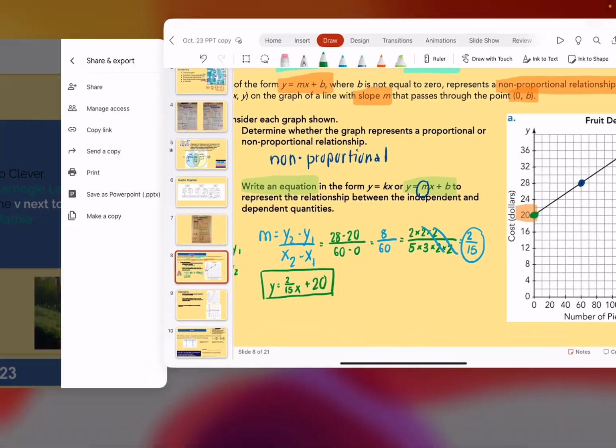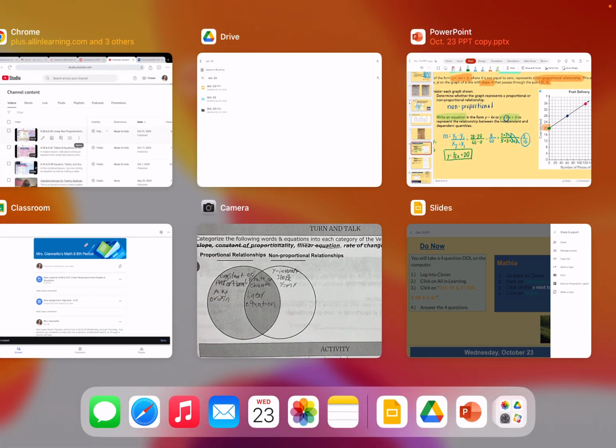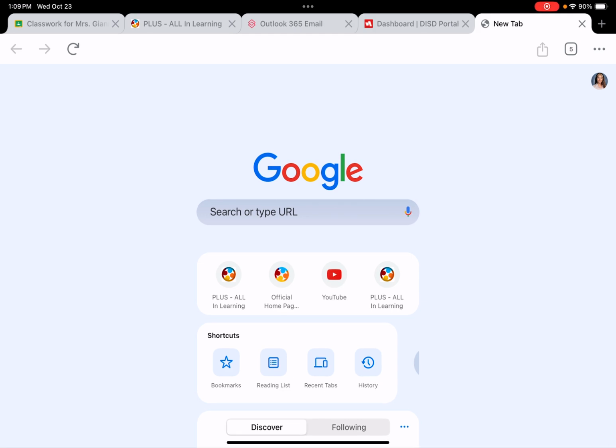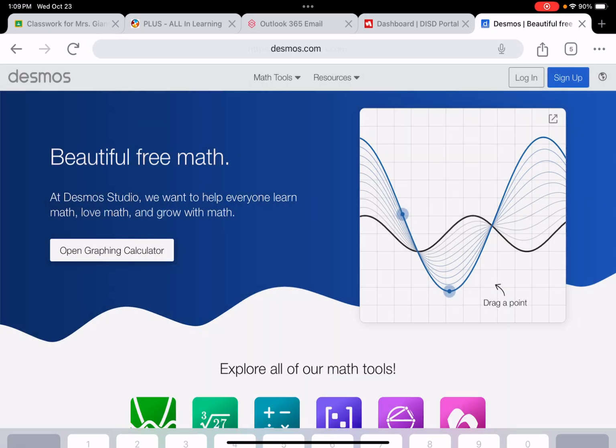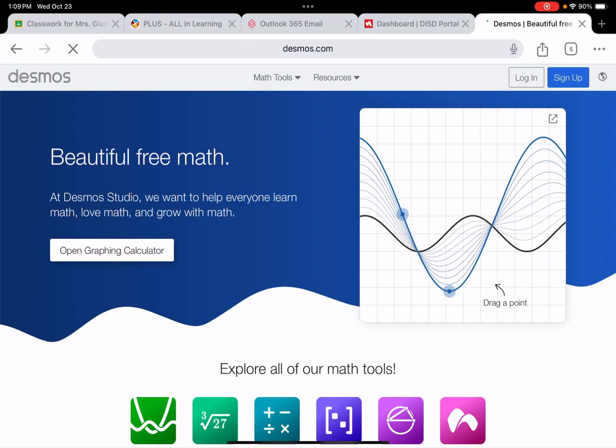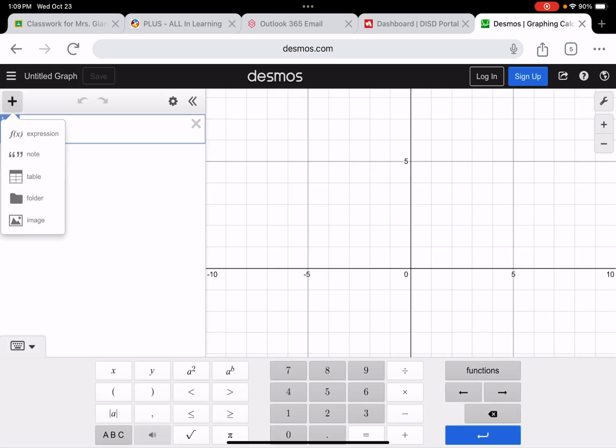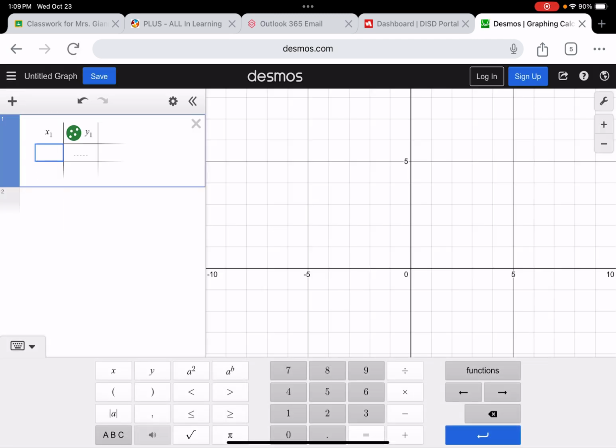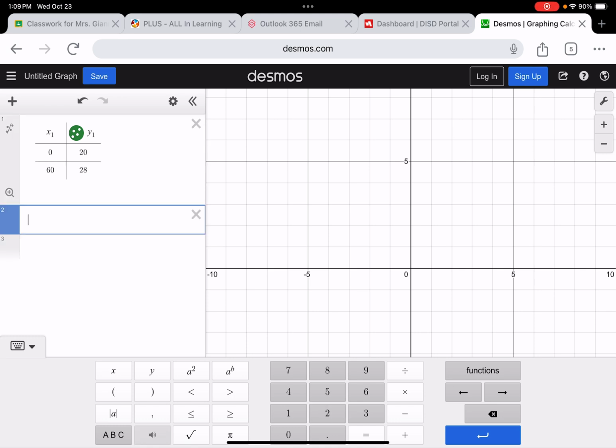Now I'm going to go into Desmos just to double check my answer. So on Desmos, I'm going to make the table. To do that, I'm going to go to the plus, table, and then I'm going to type in my two numbers, right? So I have the 0, and then I have the 20, and then I also have the 60 and the 28. So from here, I have to type in a variation of that y equals mx plus b equation. So you can see up here that I don't have just y, I have y1. So that's why I need to use y1.